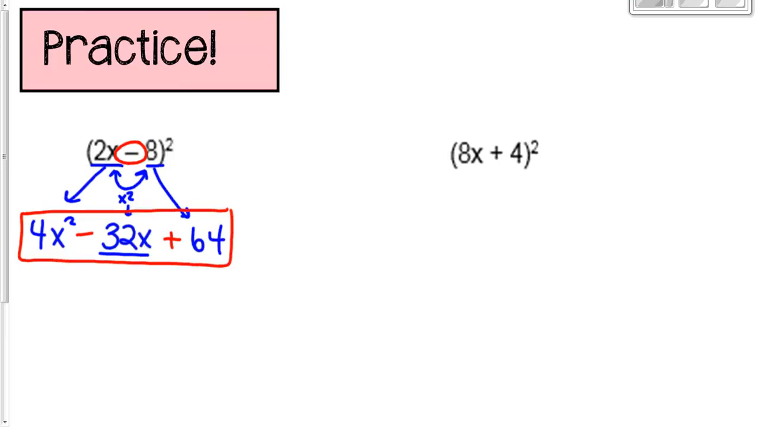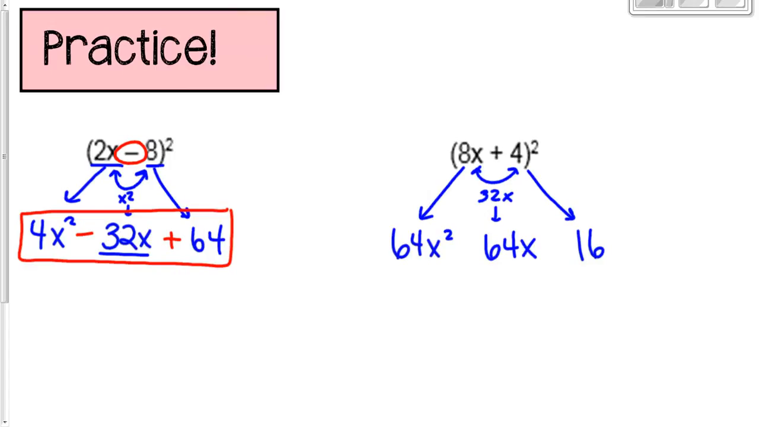Okay, so let me try this one over here. Again, I square the first piece, so that's 64x squared. I square the last piece, that's 16. And then to get my middle term, I multiply these together, so that's 32x, and then I double it, and I get 64x. For my signs, this is always a plus, and then I use this one for right there.